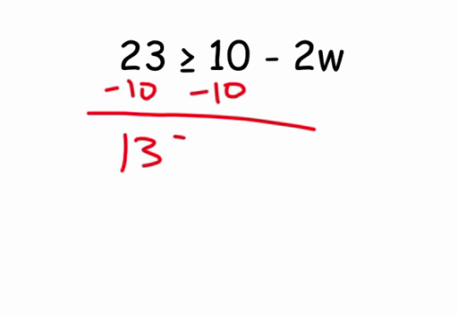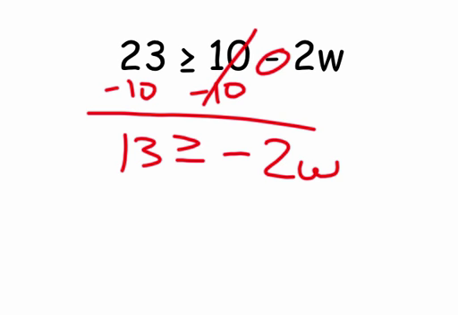So we're left with 13 is greater than or equal to, right? Just drop your sign down. That's gone. And don't forget that's a negative 2W. Do not forget to bring your minus sign down. Well, now if we look, we're multiplying by a negative 2 with the W, right? Negative 2W. So the inverse is to divide by a negative 2. Whatever I do to one side, I do to the other.